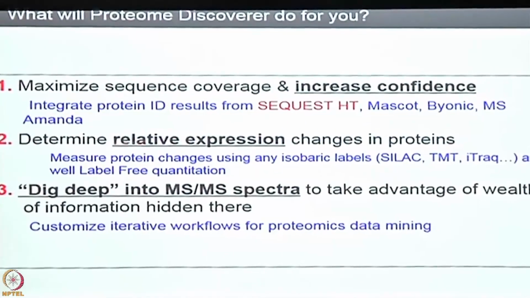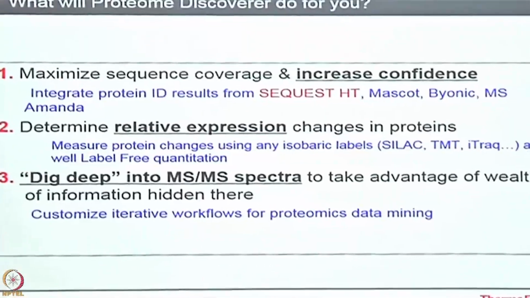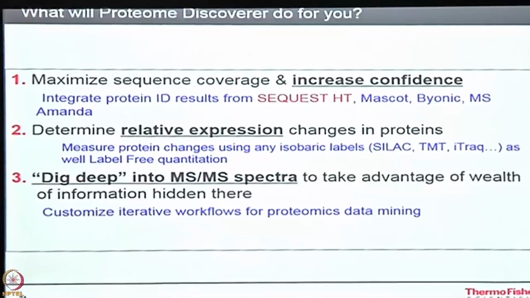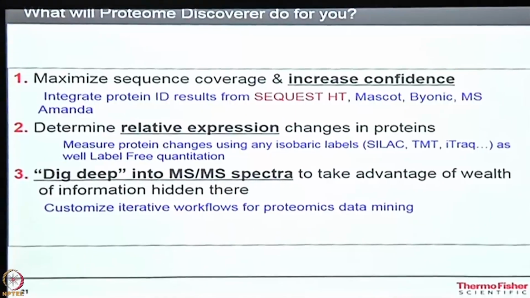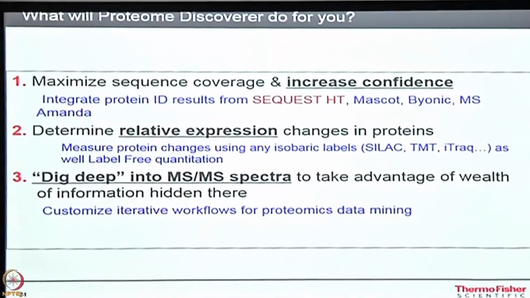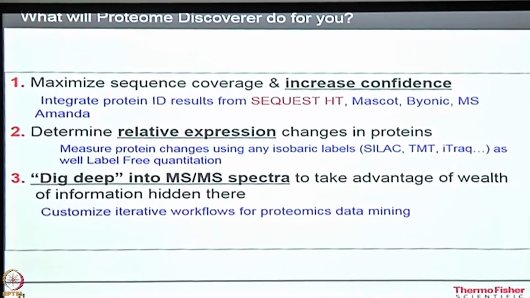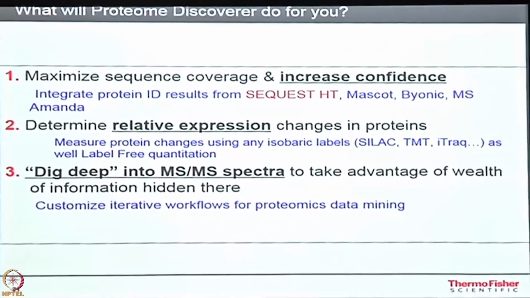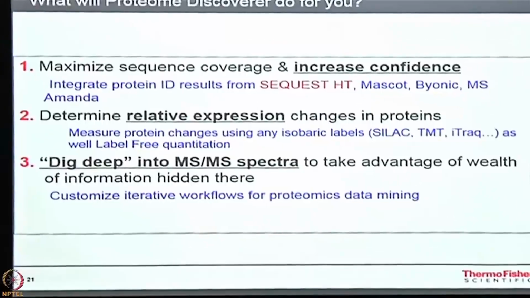It has different search engines like Sequest, Mascot, Byonic, Amanda. Out of these, Sequest is freely available, and it comes integrated with Protein Discoverer. Other search engines like Mascot or Byonic have to be purchased with a license.